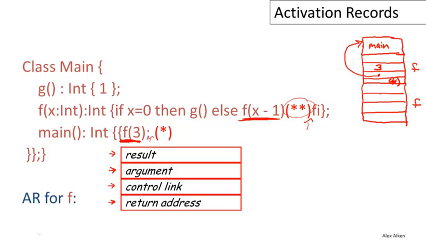And what goes in this one? Well, again, the result doesn't have anything initially in it. The argument in this case would be 2. The control link in this case will point back to the previous activation of F, and the return address in this case will be the point double star. All right, and so after 2 calls to F, this is what the stack will look like with this particular activation record design.